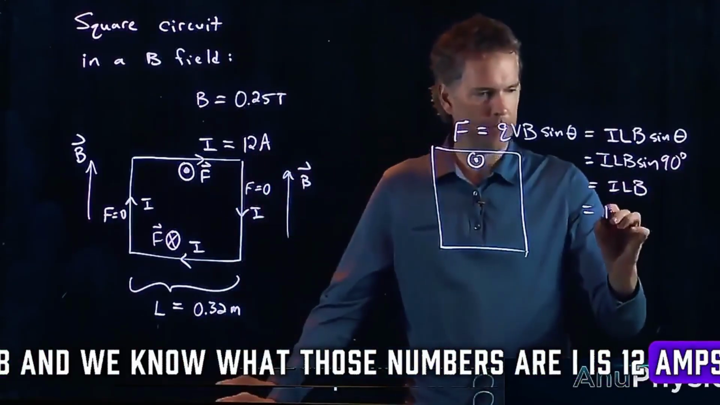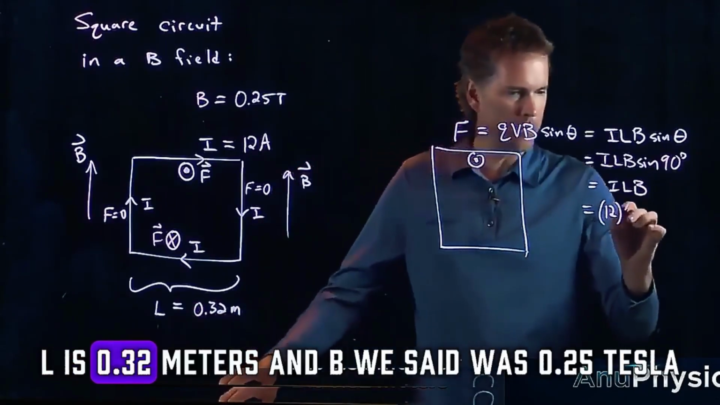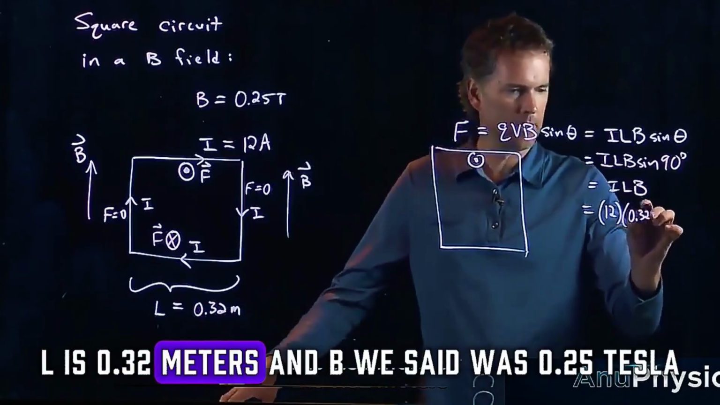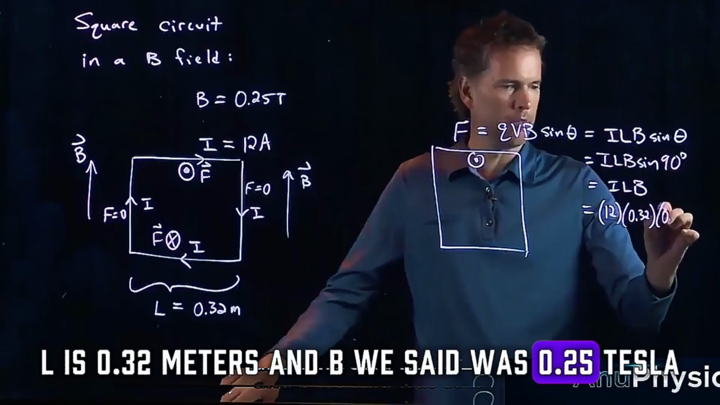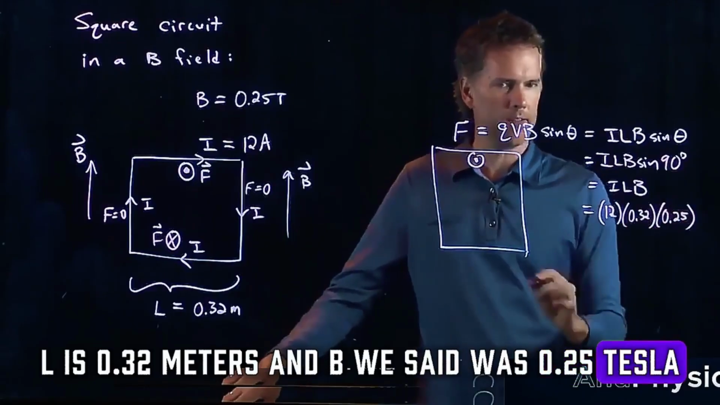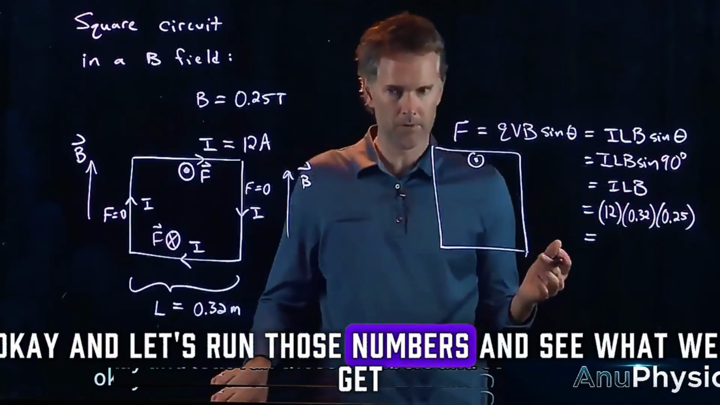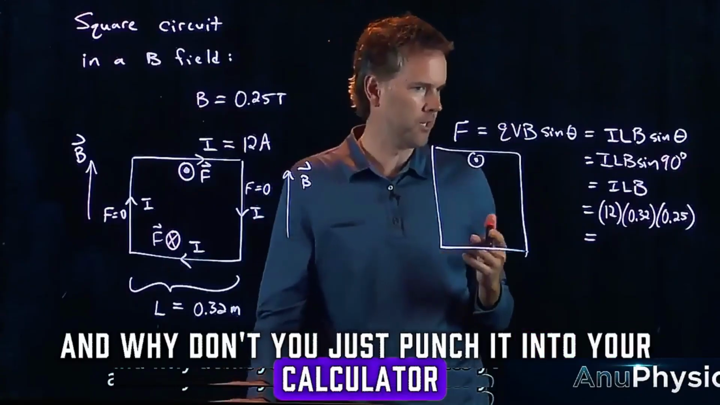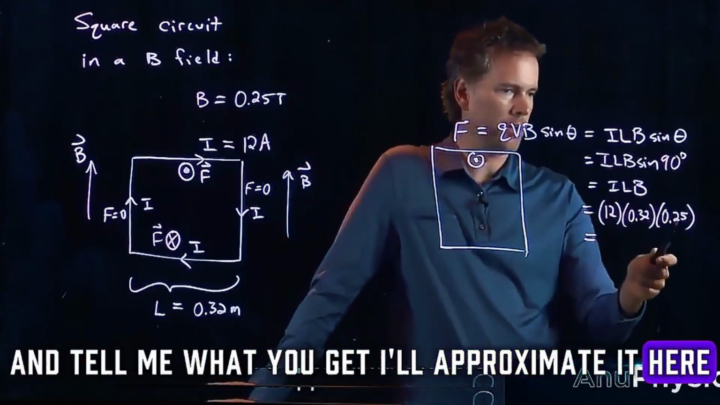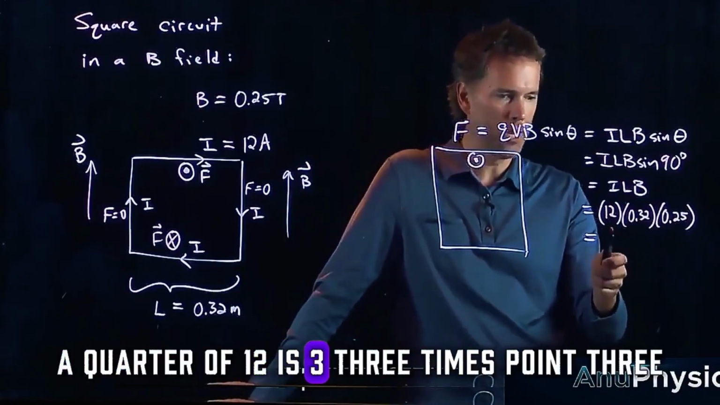I is 12 amps. That's SI units. L is 0.32 meters. And B, we said, was 0.25 Tesla. Okay, and let's run those numbers and see what we get. And why don't you just punch it into your calculator and tell me what you get? I'll approximate it here. We got a quarter of 12. A quarter of 12 is 3.